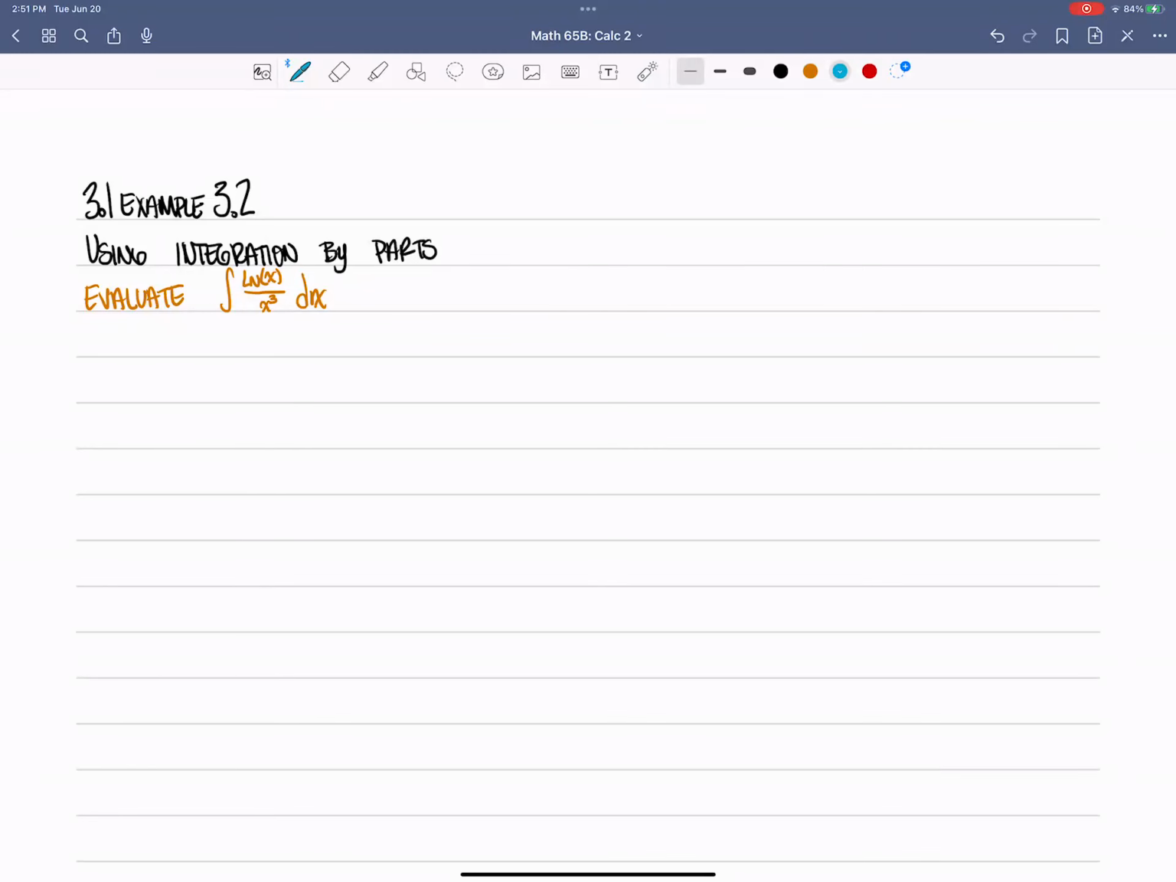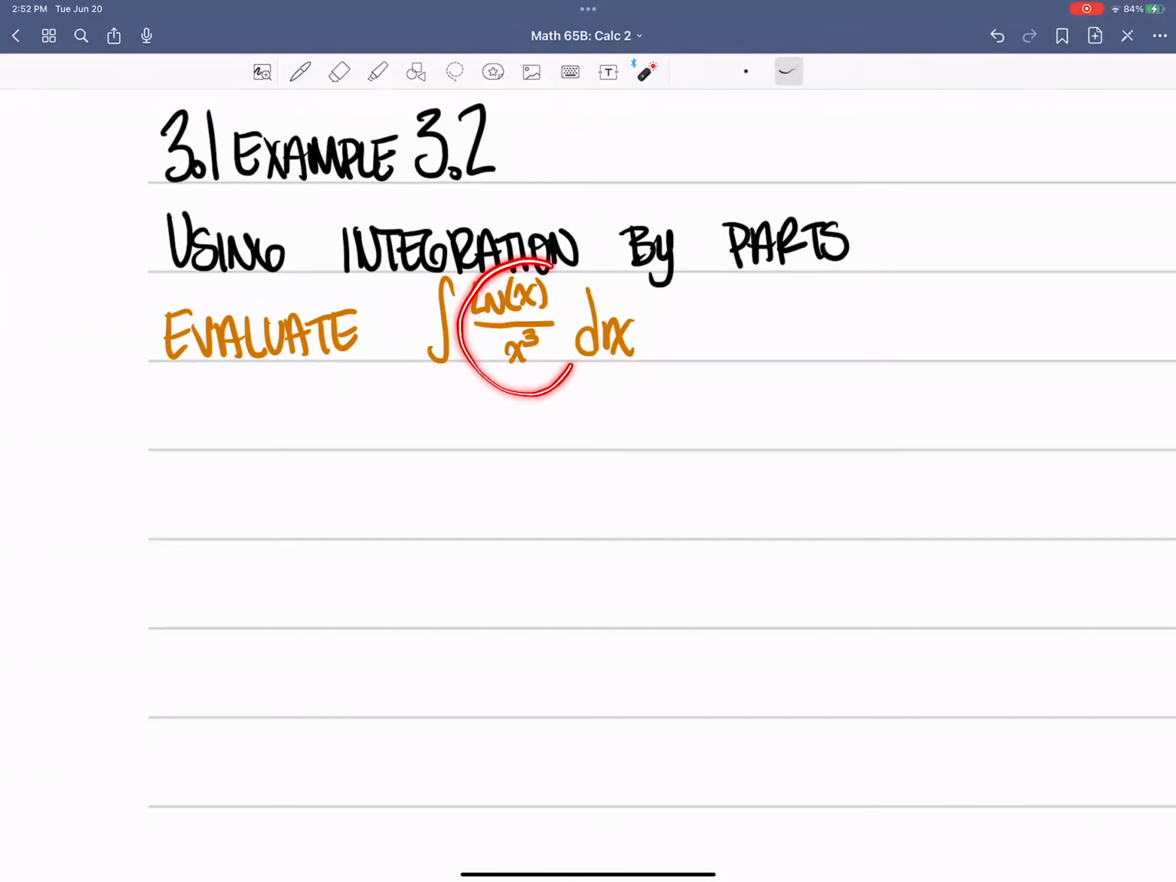Section 3.1, example 2, using integration by parts. Evaluate the function. So again, we want something that when we differentiate, it gets rid of our function, and when we integrate, it's kind of the same. Here we're going to have to choose things a little bit differently just because we're looking at ln of x. It's really difficult to integrate ln of x. It's really easy to differentiate.